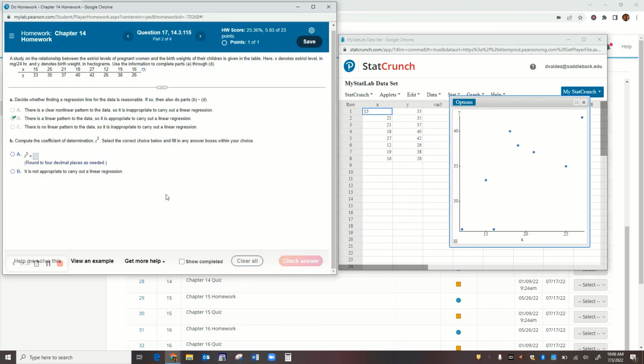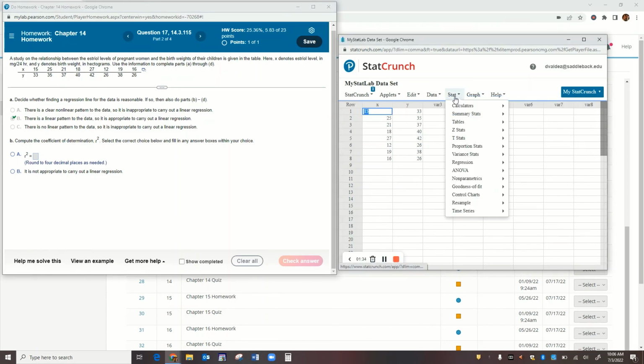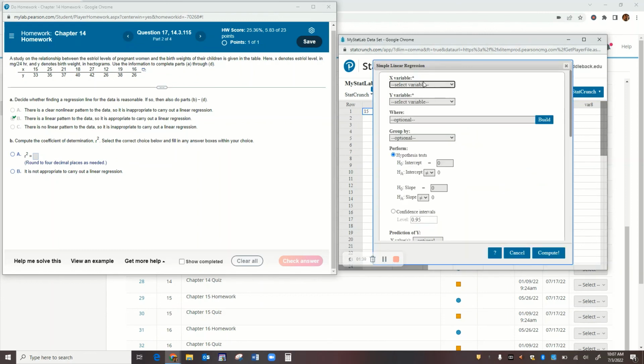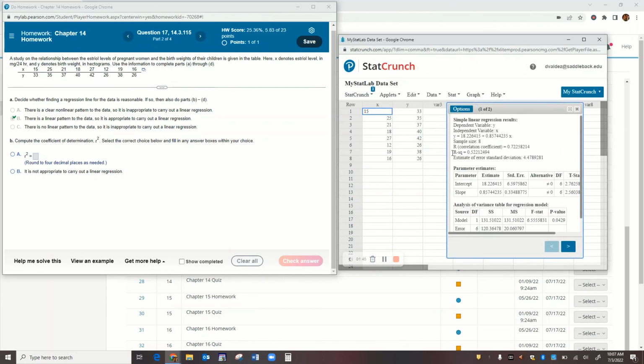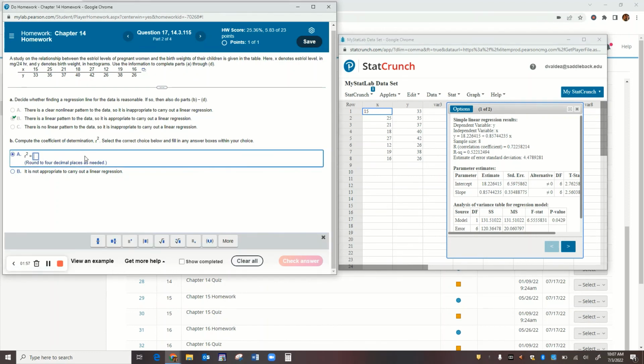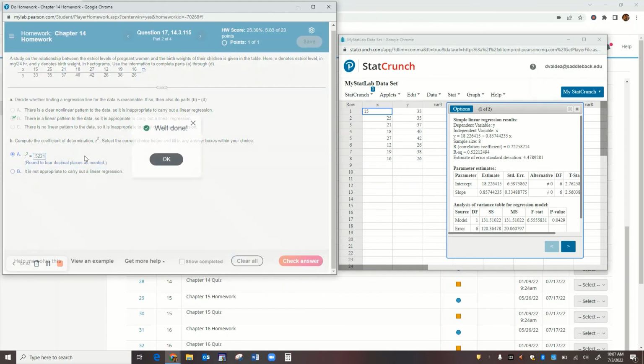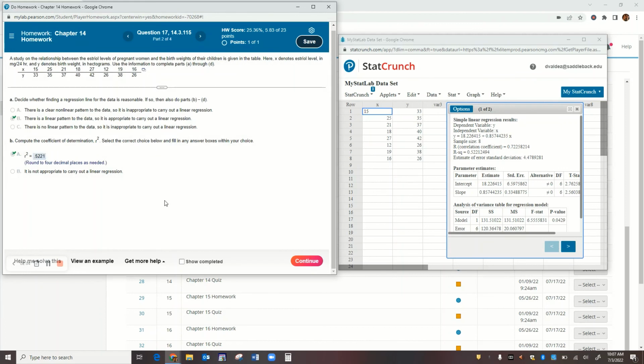Compute the coefficient of determination R squared. Select the correct choice below. So now we're going to go to stat, regression, simple linear, and then select your variable. So X is X, Y is Y. That's all you have to click. And then compute. And then up here is your value of R squared. Okay, 0.5221. That's the coefficient of determination rounded to 4 decimal places. 0.5221. Well done. Continue.